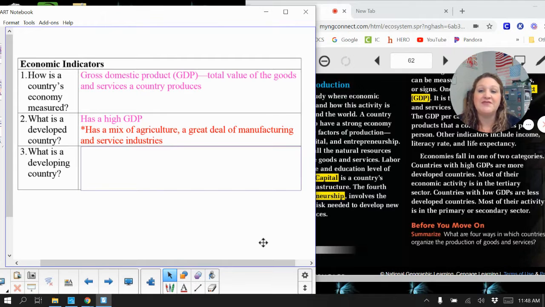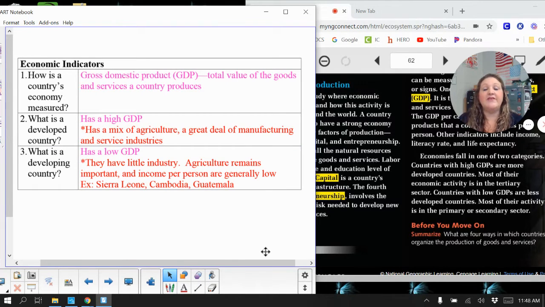And so then if a country is a developing country, that means that they have a low GDP. So they have little industry. Agriculture is one of the most important industries that they have. And the income per person is generally pretty low. So there's a couple examples here of developing countries. And again, sometimes these are called third world countries. So they may not have electricity. They may not have running water. These are things that could make them have a low GDP, which is a developing country.